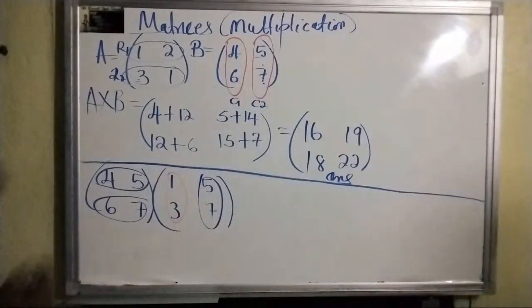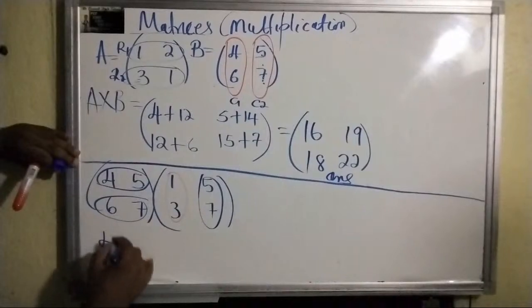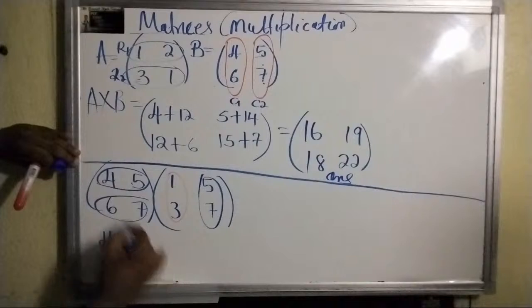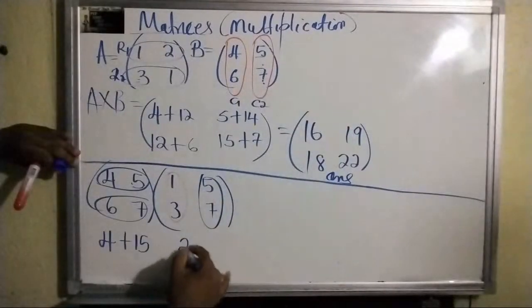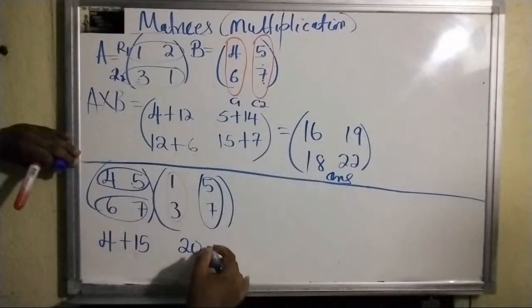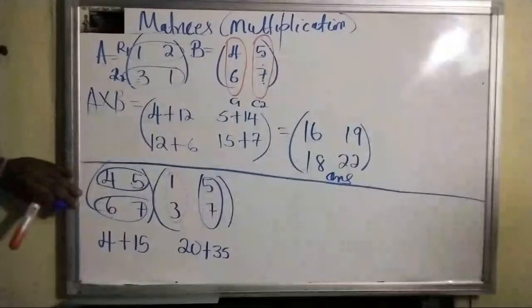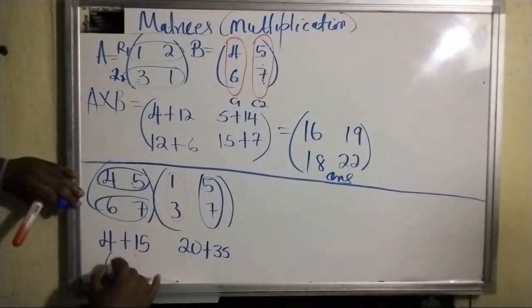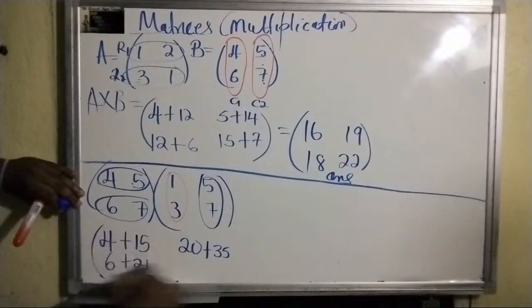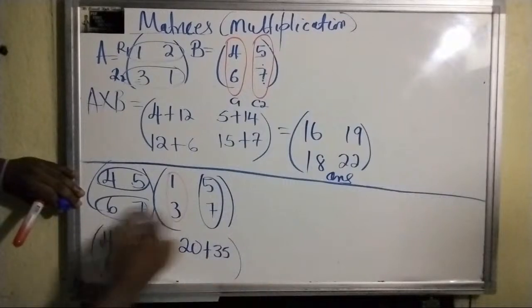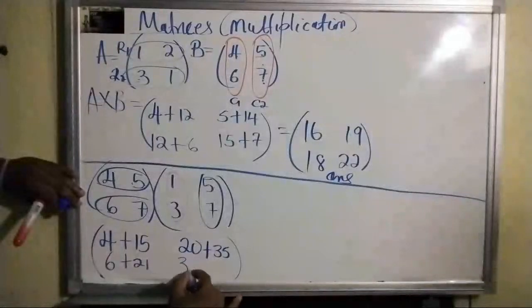Alright, so let's go. 4 times 1, that is 4. 5 times 3, 15. 4 times 5, 20. 5 times 7, 35. 6 times 1, 6. 7 times 3, 21. So we see where the 27 comes in. 6 times 5, that is 30.